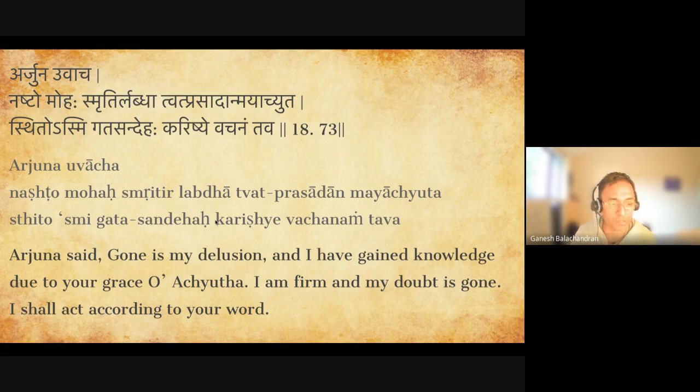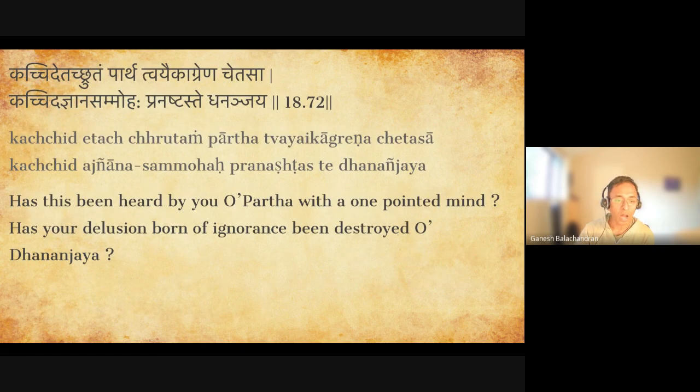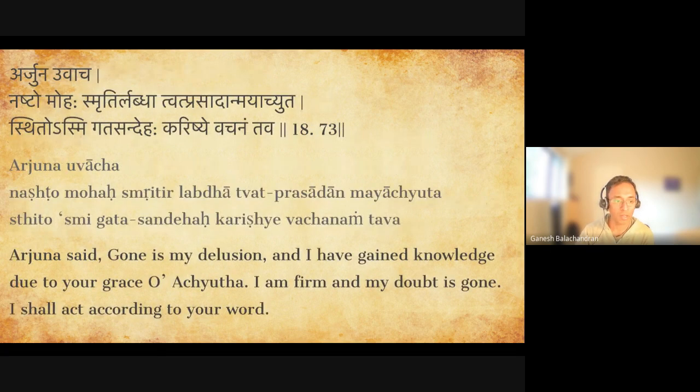So look at how he's saying it. He's not saying my delusion is gone. He's saying gone is my delusion. Previously, Bhagavan asked, ajnana sammohaha pranashtaste. The same word he's using, mohaha. Nashto mohaha. If he said otherwise, Krishna would wonder, is it gone or still remaining? So he's saying, gone is my delusion, so that Krishna doesn't have to wait that extra second and be put in suspense. Arjuna doesn't want to do that. So he says, nashto mohaha.